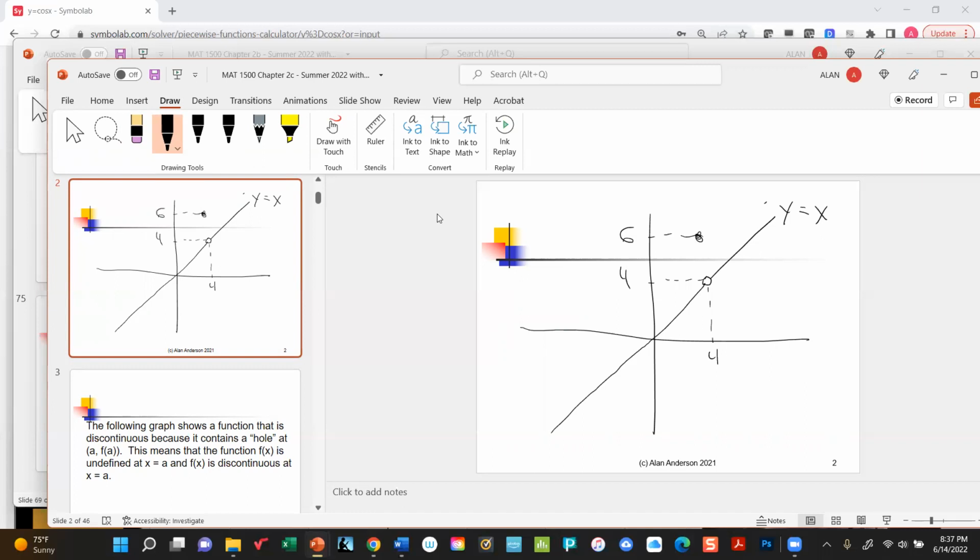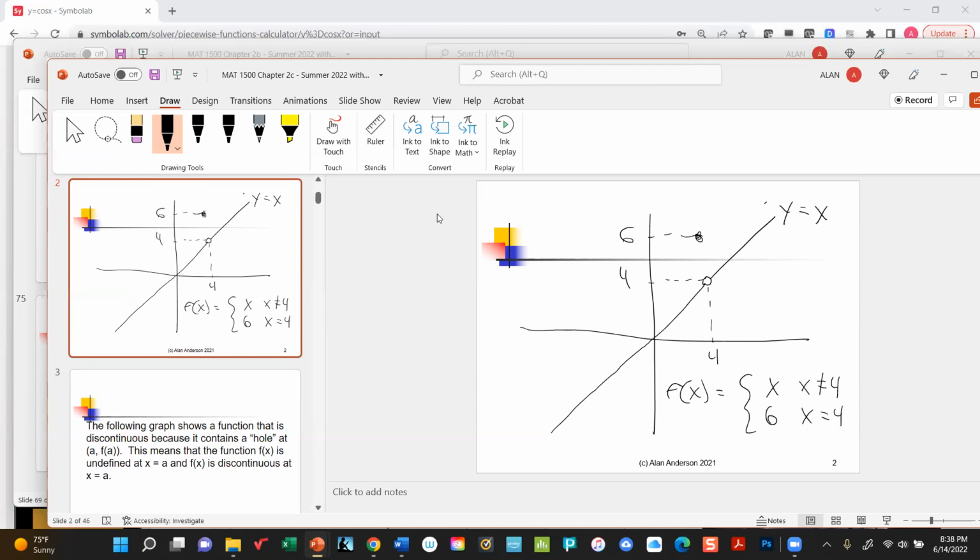Okay, so in other words, there's a discontinuity in there, but this point actually represents f of 4. So in other words, this function could be defined something like this. It's technically a piecewise function because it's y equals x everywhere except where x equals 4. And at that one point, it's actually equal to 6. So there's a discontinuity in it.